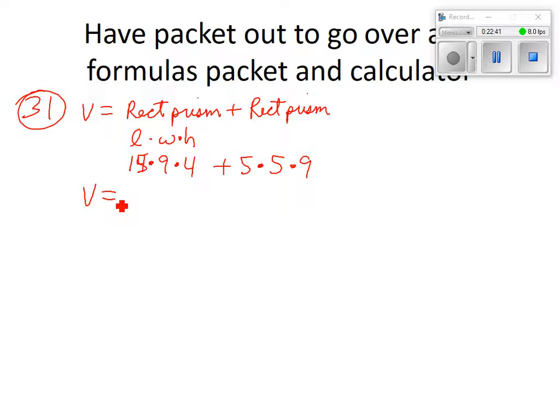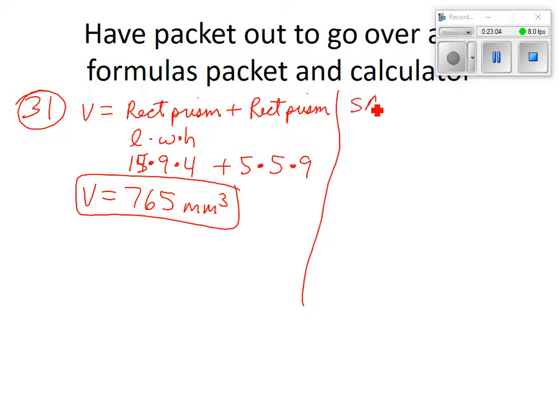I got 765. Anybody else get that? 765. What's our units? Millimeters cubed. That's how much volume it has, how much will fit inside that whole shape. Then surface area.